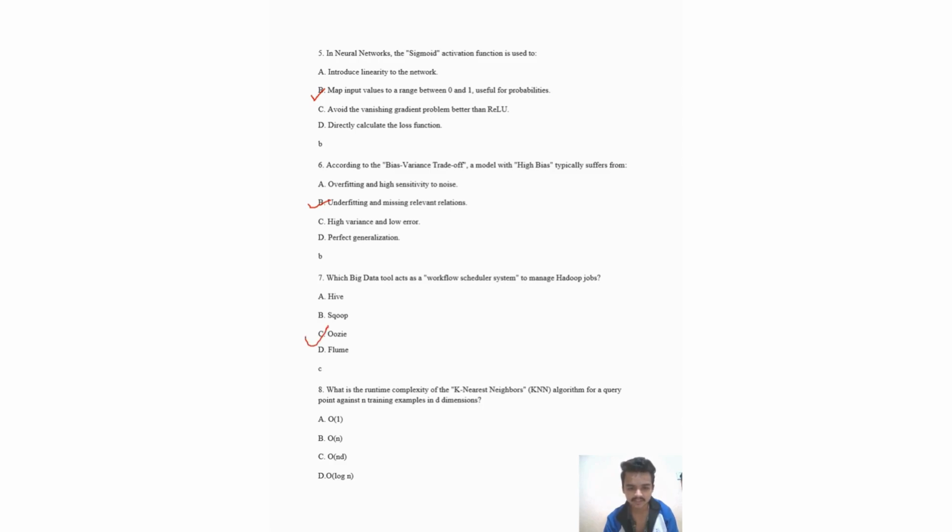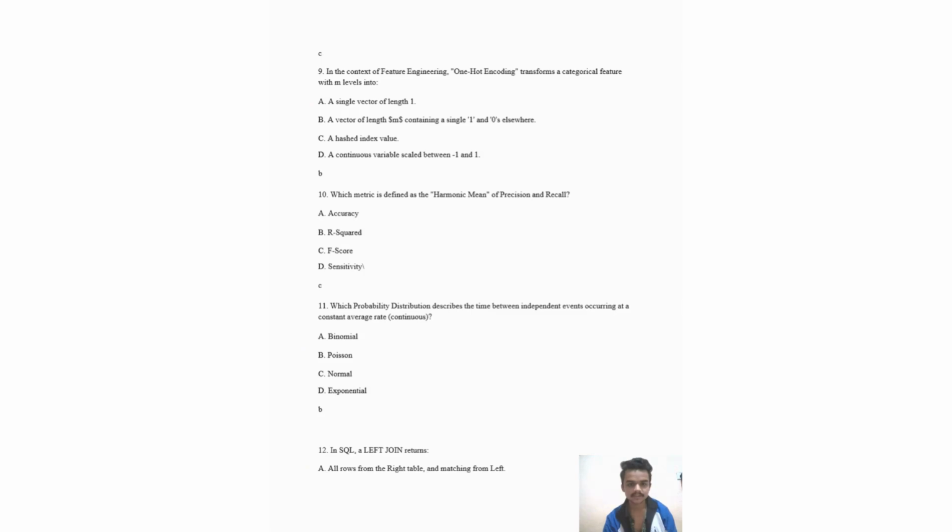This is a tricky one. What is the runtime complexity of the k nearest neighbor algorithm for q query points against n training examples in d dimensions? O of 1, O of n, O of nd. So the answer of this will be O of n times d. In the context of feature engineering, one hot encoding transforms a categorical feature with m levels into a vector of length m containing a single 1 and zeros elsewhere.